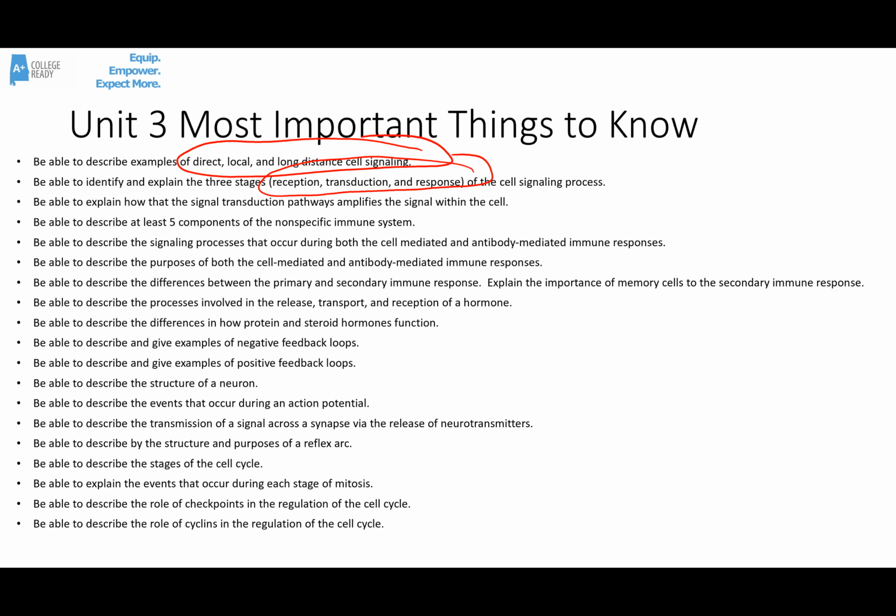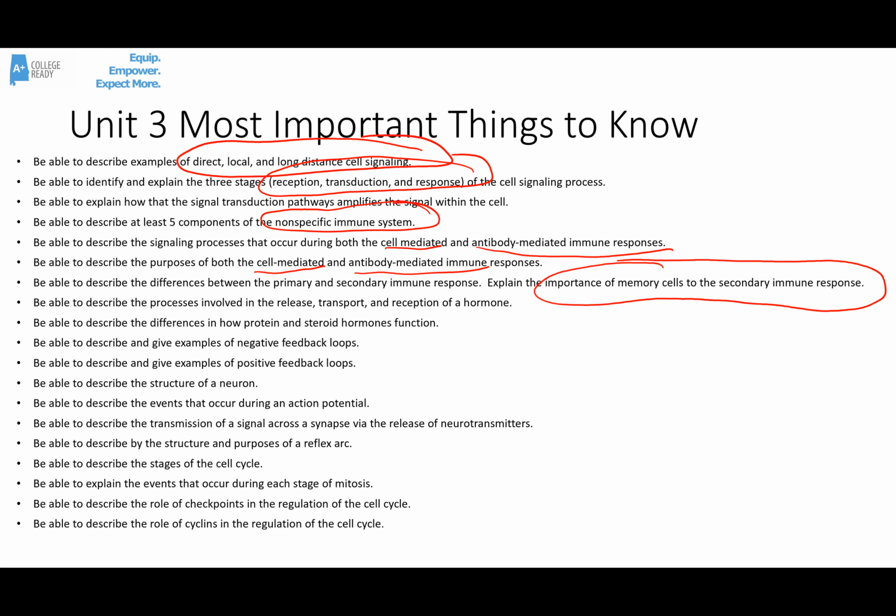Be able to describe at least 5 components of the non-specific immune system, things like the skin. Be able to describe the signaling processes that occur during both cell-mediated and antibody-mediated immune responses. Make sure that you can describe the purposes of both of those processes. Again, cell-mediated and antibody-mediated immune responses. Be able to describe the differences between a primary and a secondary immune response. And make sure that you can explain the importance of the memory cells to that secondary immune response.